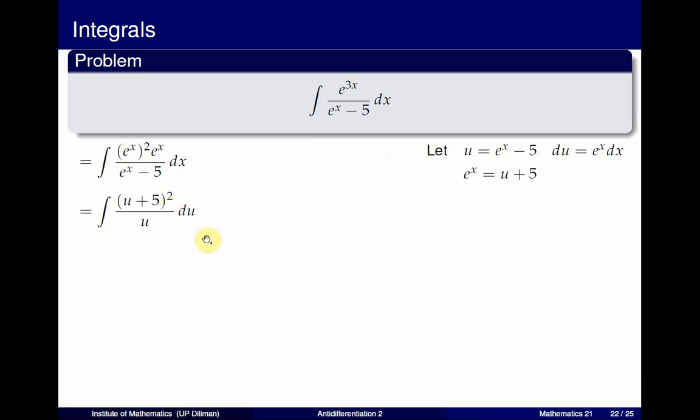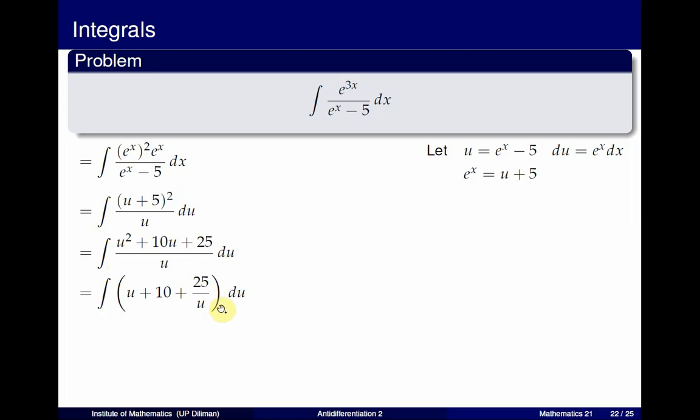So now this is our new integral. Let's just expand. The square of u plus 5 is u squared plus 10u plus 25. And notice that this is just a rational function whose denominator is just a single variable u. So we can just separate the fraction, and that's what I'm gonna do. u squared over u is u, 10u over u is 10, and 25 over u is still 25 over u.